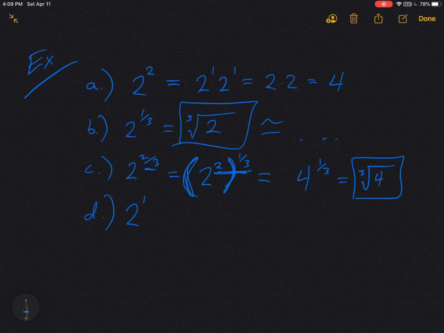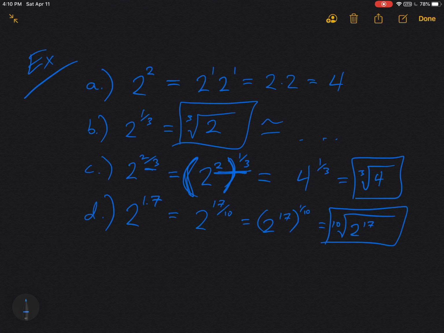Now, these same principles can be applied to more complex exponential expressions. So for example, we know how to compute 2 to the 1.7 power. We can think of this as a fraction, so this would be 2 to the 17/10th power, and that would be 2 to the 17th power with a 1/10th exponent on the outside, and that would be 2 to the 17th power with a 10th root taken. And that's also something that you could just punch into your calculator.